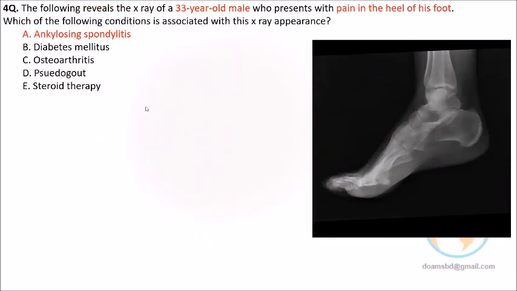Again, we are showing another diagnosis. Actually, as you are an AKT candidate, I took the class very gently, simply, without taking more time. By looking at the diagnosis, you will learn. What is this here? Heel spur, or calcaneal spur.